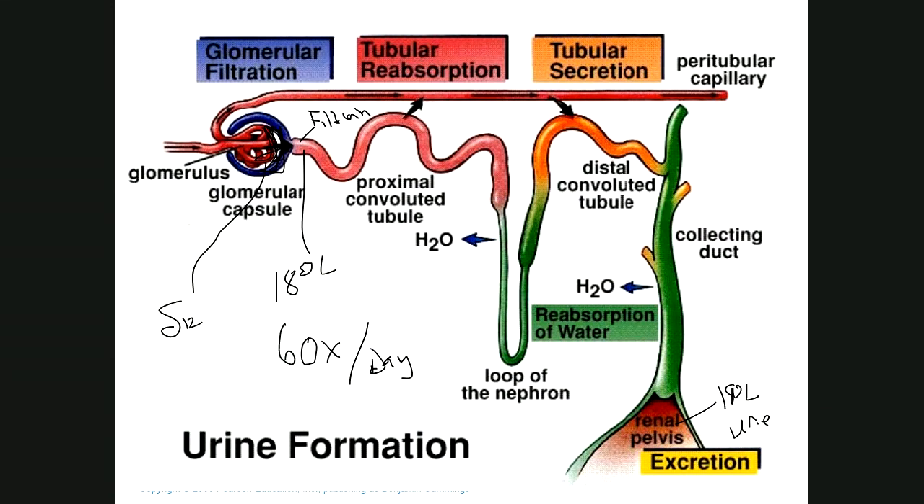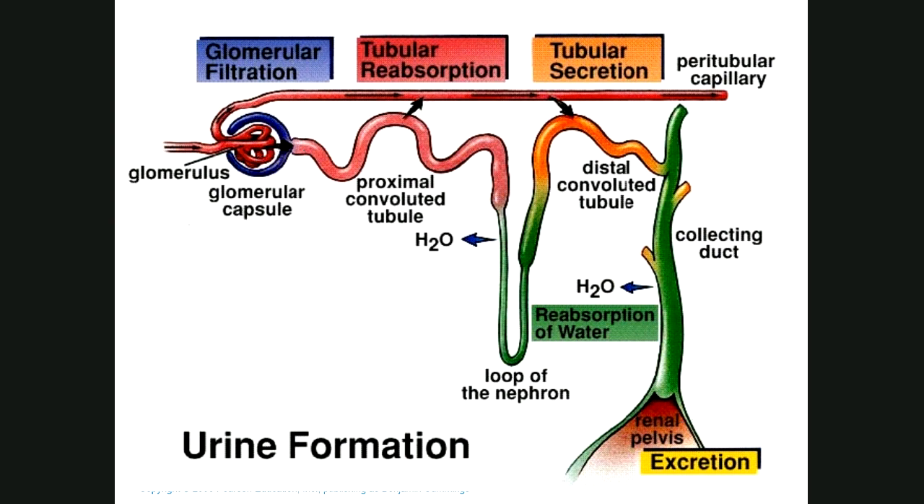So if we look in this filtrate, we're going to see good stuff. Well, if it stays in this tube, it's going to become urine, and it's going to get excreted. So if we want to keep it, we have to get it back out. And that's the second part of urine formation. It's reabsorption, tubular reabsorption. And then sometimes, remember, there are things that we want to get rid of at a higher rate than we can just by filtering it. And so we can actually physically, actively put it in there, and that's tubular secretion.